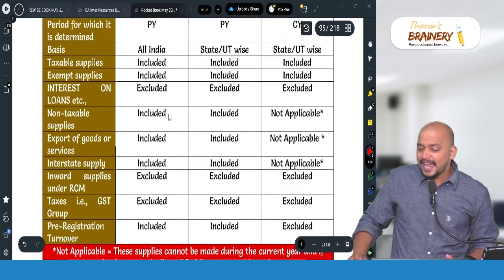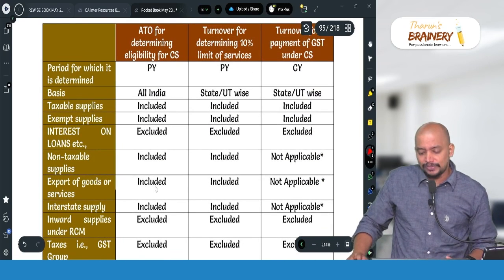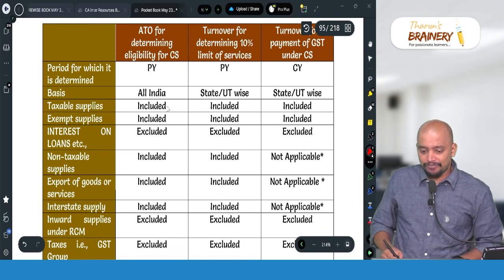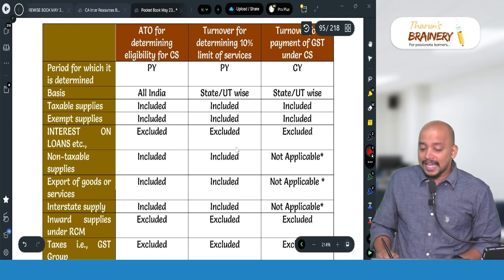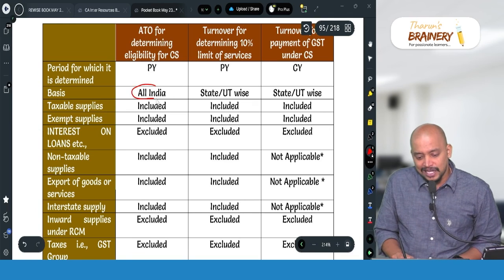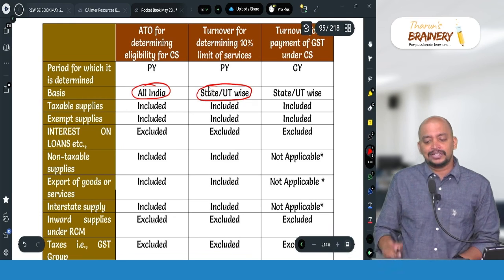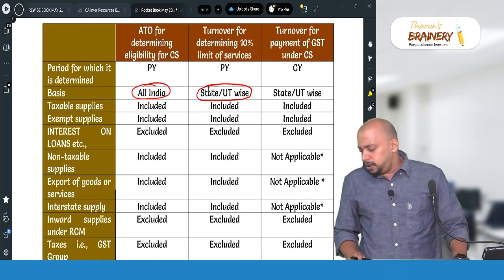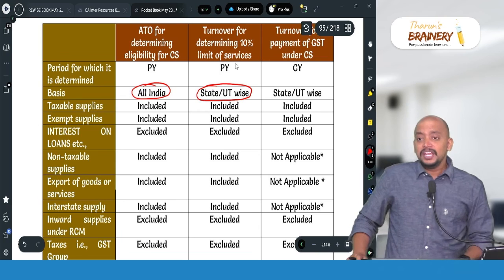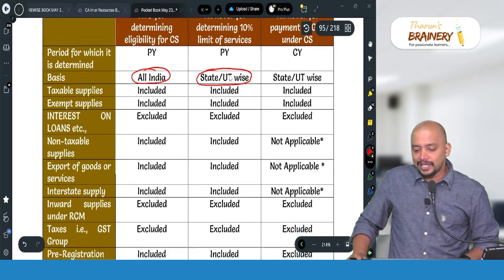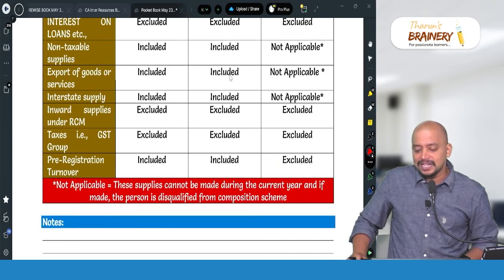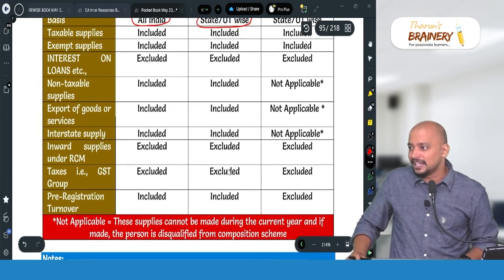Now the same meaning of aggregate turnover for determining eligibility to opt for composition scheme is the meaning of turnover for computing the 10% limit. Everything is the same except that aggregate turnover is on all India basis, while this will be computed state or union territory wise. Even for computing the 10% limit, of services, pre-registration turnover will be included.